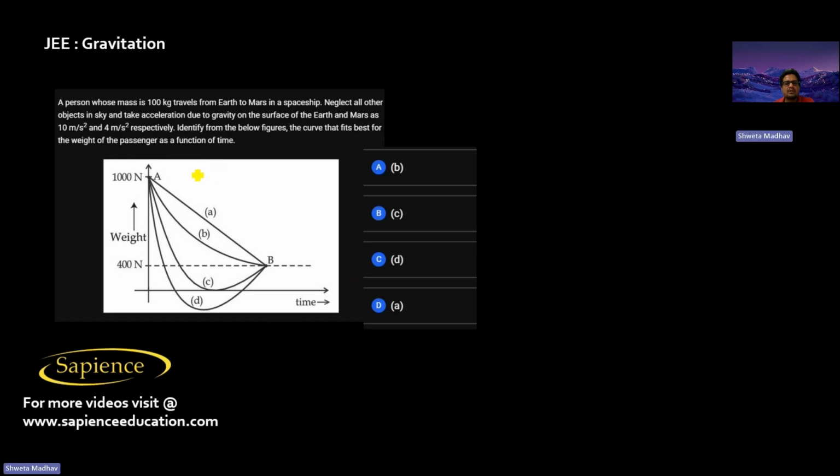So there will be a null point in between Earth and Mars where the net gravity will be zero. So here the weight will be zero. So it means that it will touch the time axis, since at some point the weight will become zero at the neutral point. So it means that option C, the curve C, is the correct answer. So option D is the correct answer.